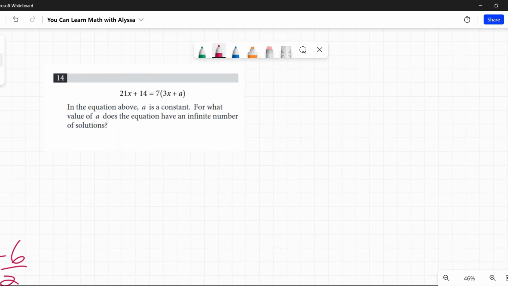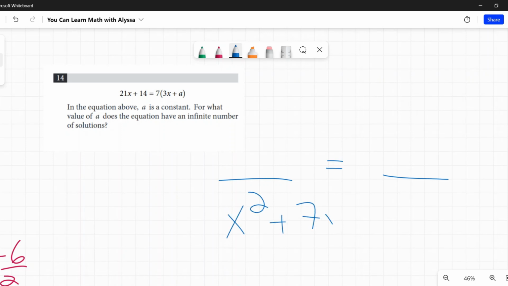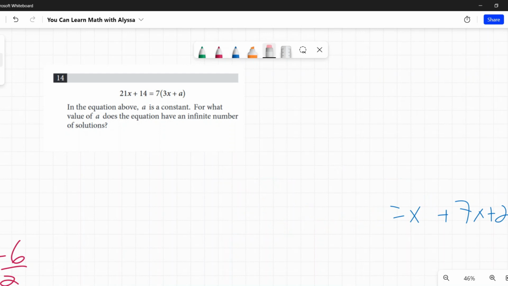All right, on to 14, the first of the no multiple choice questions. In the equation above, a is a constant. For what value of a does the equation have an infinite number of solutions? You get an infinite number of solutions to an equation when both sides of the equation are identical. For example, x squared plus 7x plus 2 is equal to x squared plus 7x plus 2. That would have infinite solutions because every number that goes in there is going to make that true.